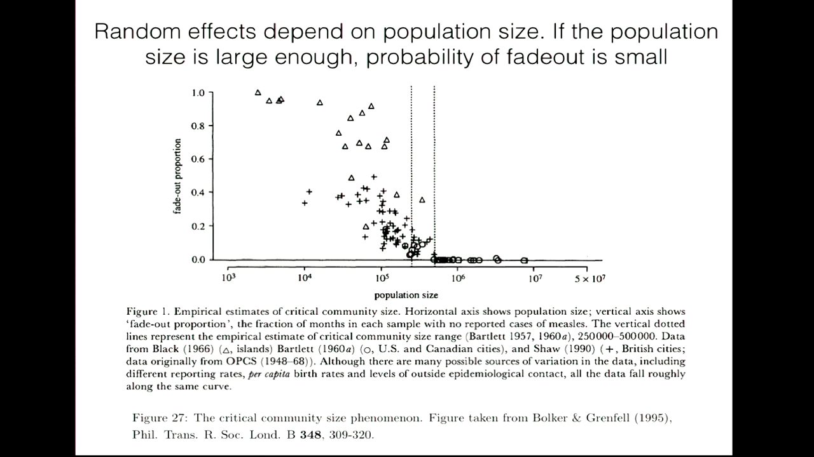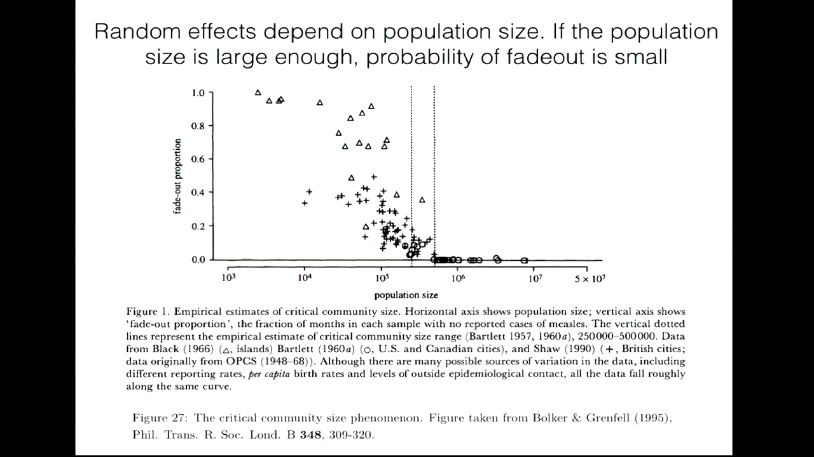So the horizontal axis is the population size, and each point there is a particular city or a certain community here. And what is shown in the vertical axis is the fraction of months in each sample with no reported cases of measles. Okay. So the fact that this number is large here means that a population of this particular size, between 10 to the 3 and 10 to the 4 individuals, had a large fraction of the time in which no cases of measles were reported at all.